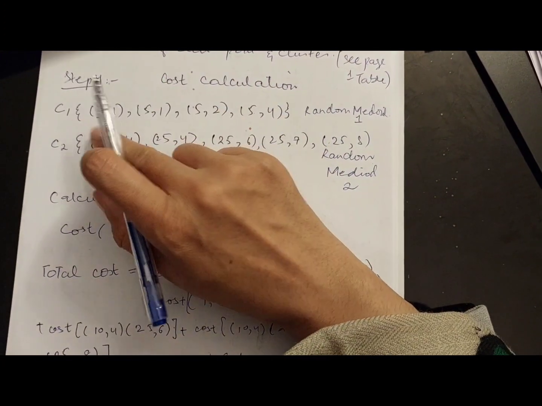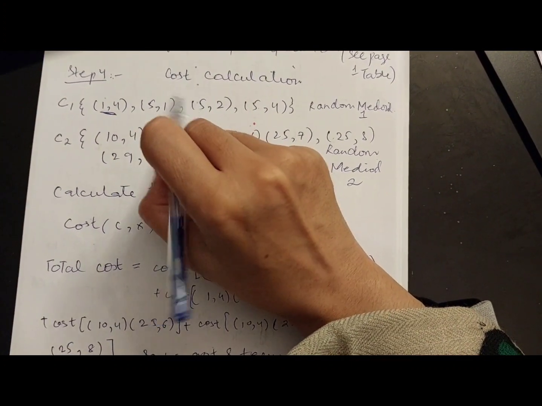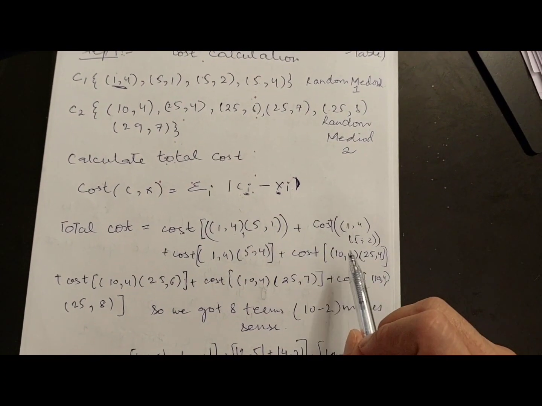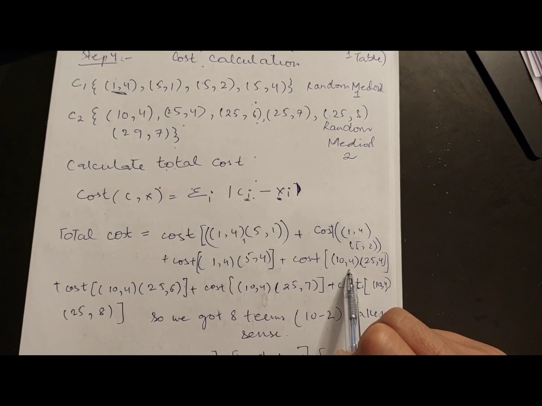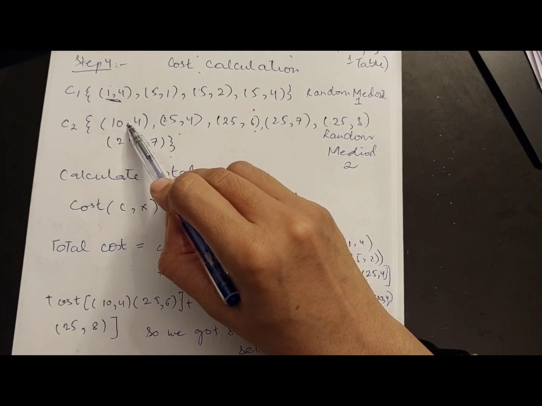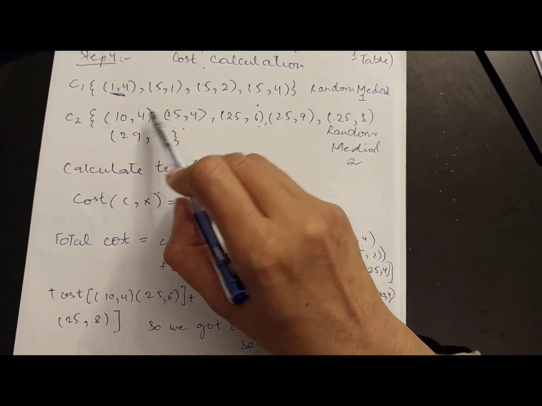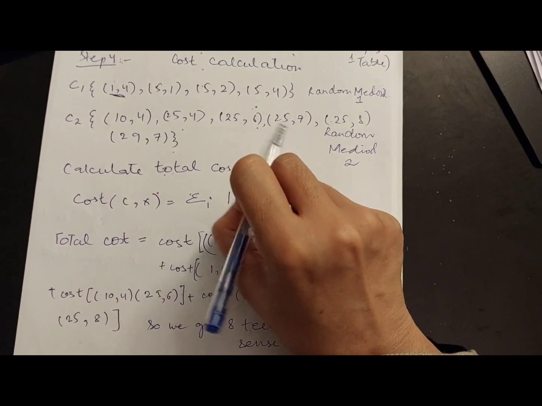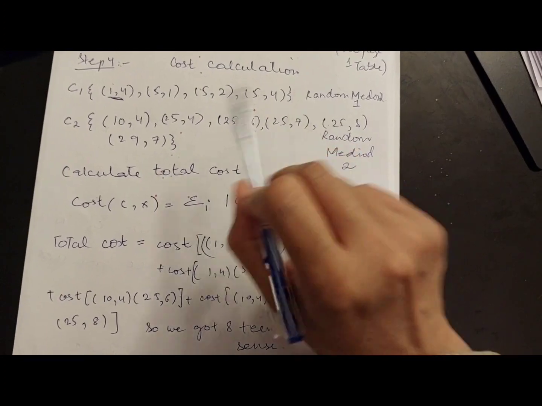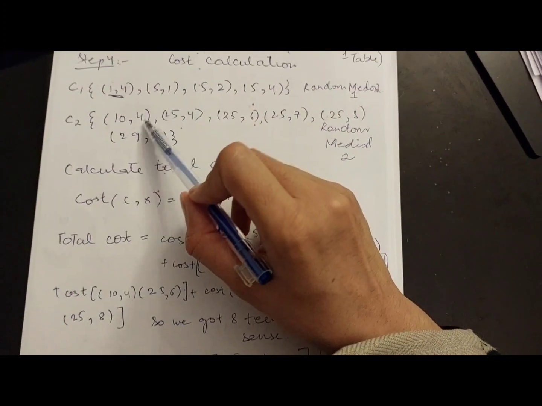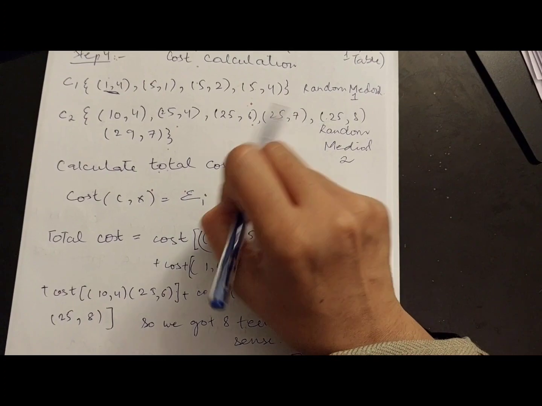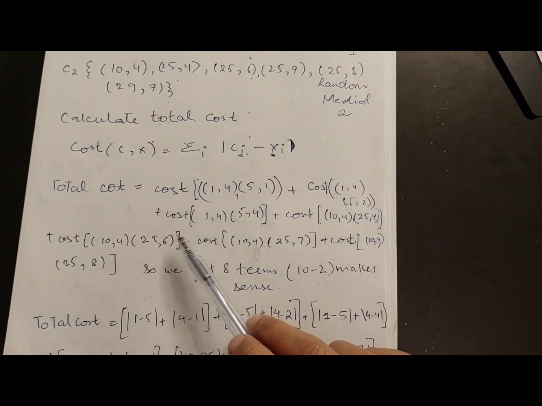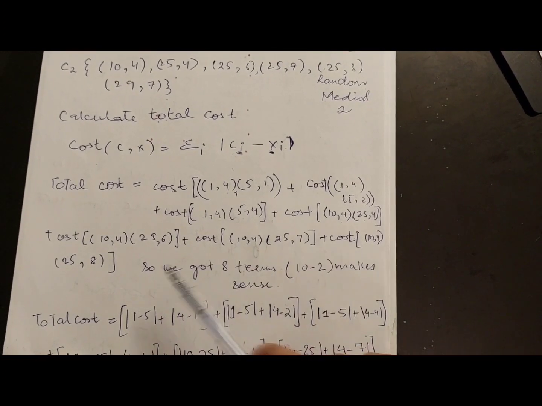So for this first cluster you will get 3 terms, and for this second cluster you will get 10 4's distance from 25 4, and from each of the other points, so you will get 5 terms.